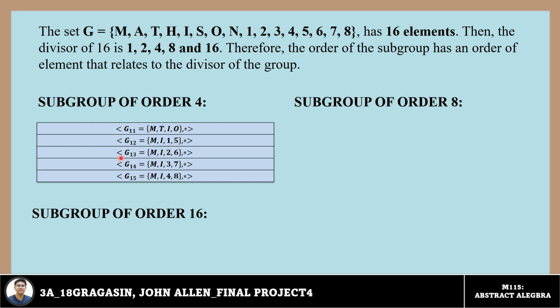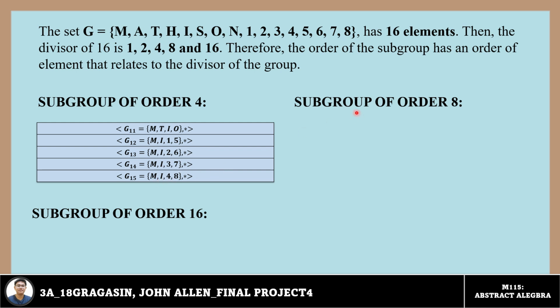The subgroup G sub 13 with elements M, I, 2, and 6 under the operation star. The subgroup G sub 14 with elements M, I, 3, and 7 under the operation star. And G sub 15 with elements M, I, 4, and 8 under the operation star.